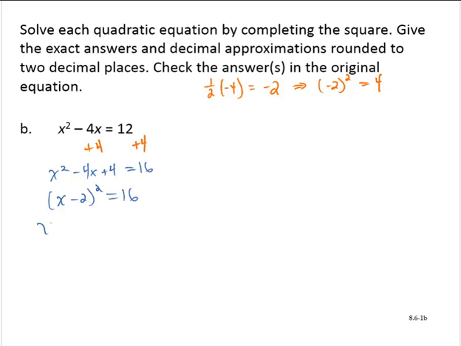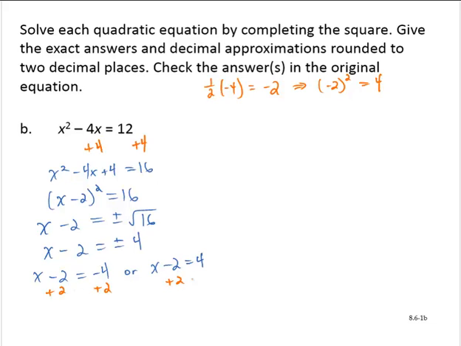Applying the square root property, x minus 2 is positive or negative square root of 16. So then x minus 2 is positive or negative 4. So then x minus 2 is negative 4, or x minus 2 is positive 4, and we'll solve for x by adding 2 to both sides of each equation. So x is negative 2, or x is 6.